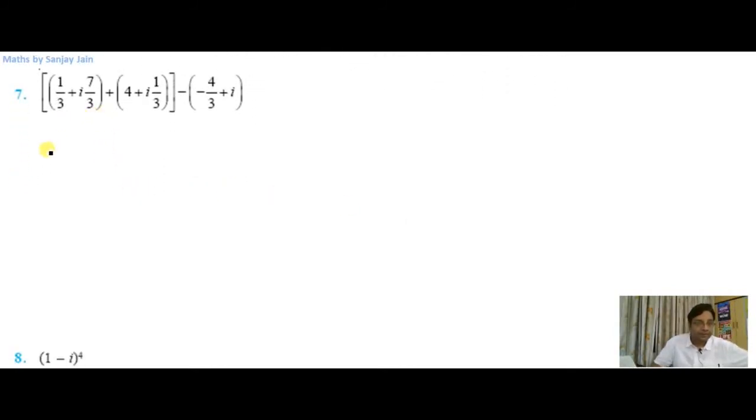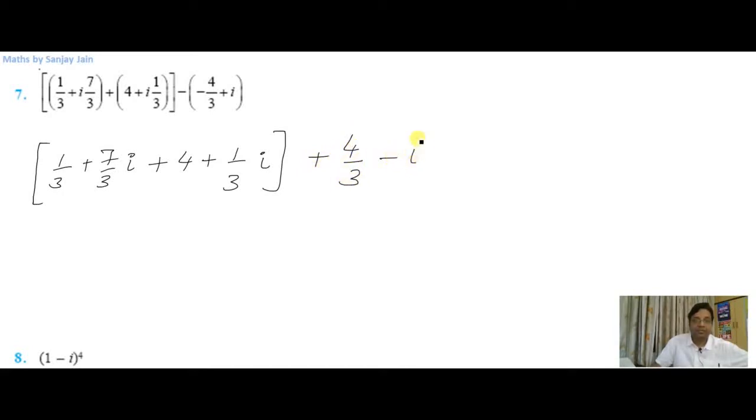Okay, so the first bracket here has got 1 by 3 plus 7 by 3 iota, and the second one has got 4 plus 1 by 3 iota, minus of minus 4 by 3, so let me open it, plus 4 by 3 minus iota. Now let's deal with this bracket here. 7 by 3 iota and 1 by 3 iota, that means 8 by 3 iota, right?